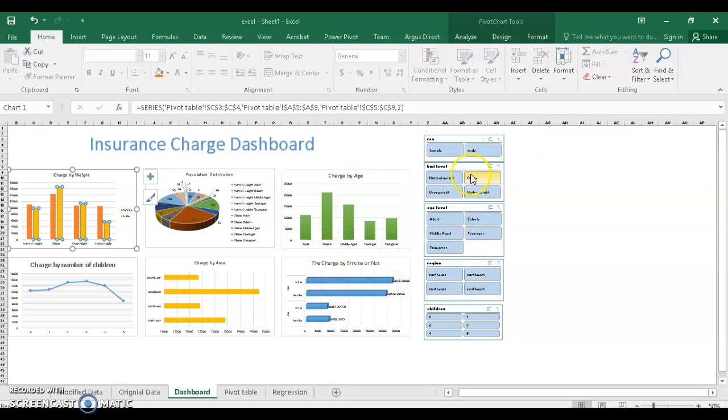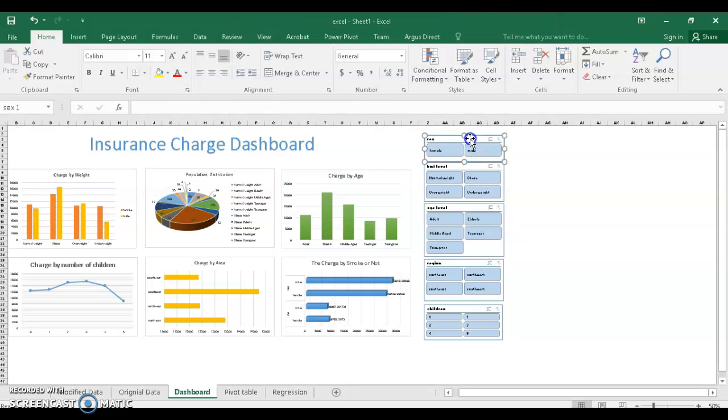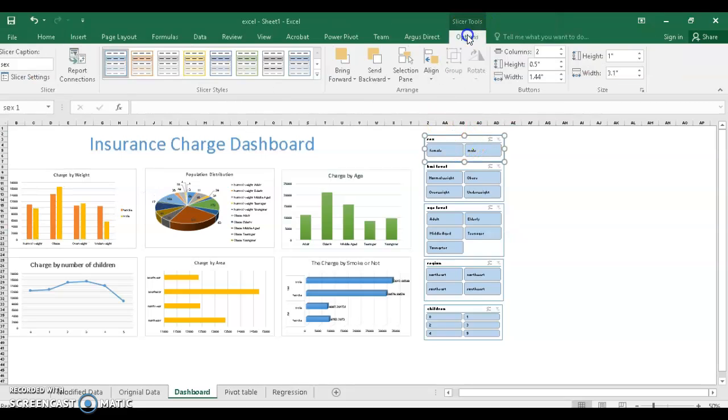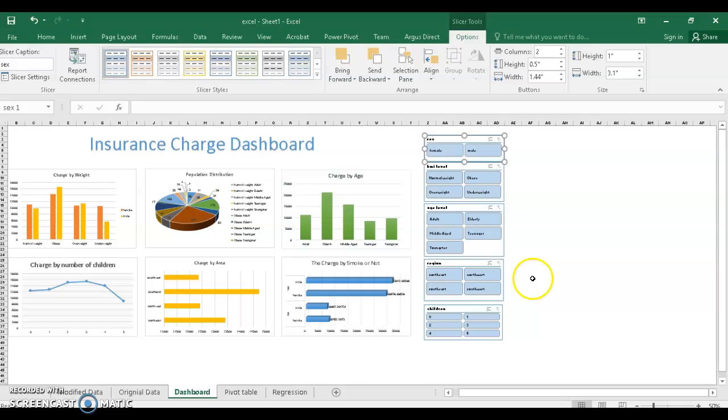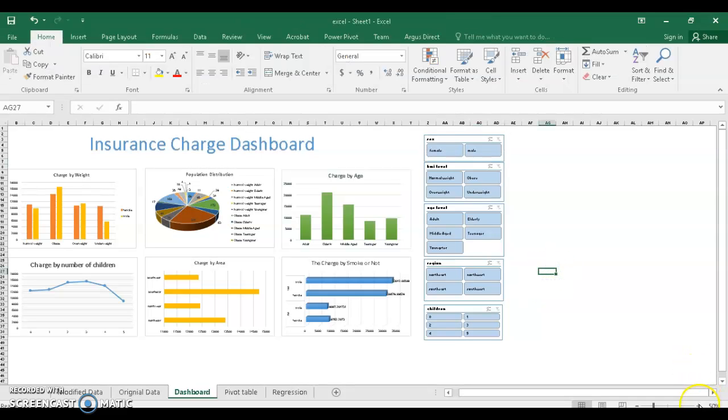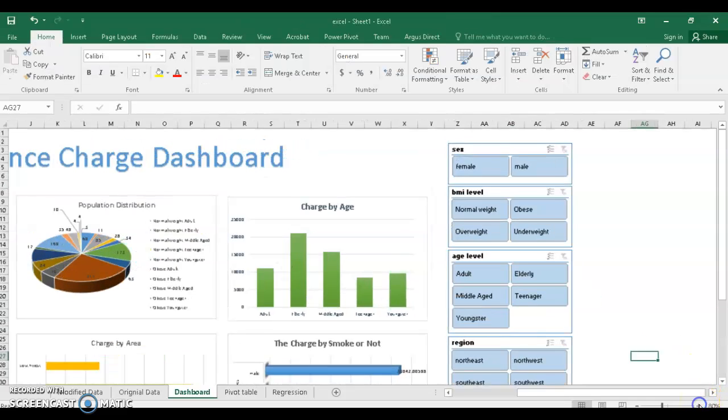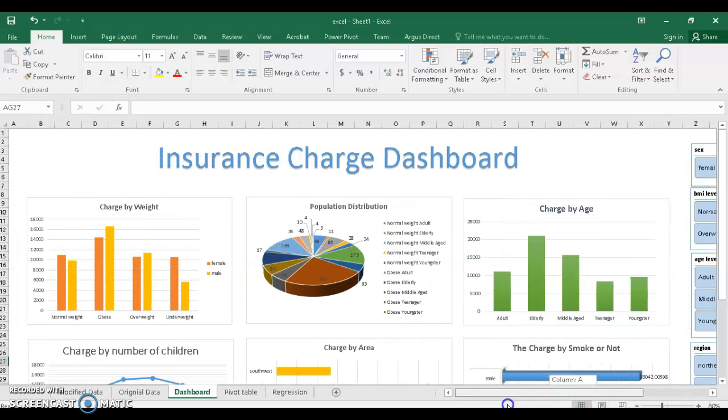Slicer is a very helpful tool for manipulating data. You can see there's a slicer option. You have different styles. And remember, if you have multiple graphs, you need to use report connections. You need to make sure that your slicers connect to the graphs you want. If you don't connect them, then it doesn't work. So we can see the dashboard clearly this way.